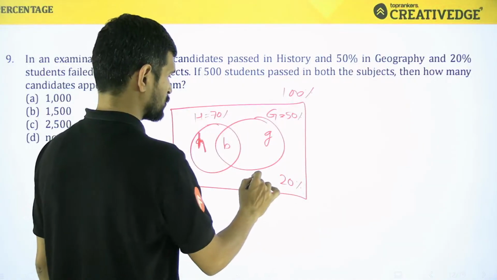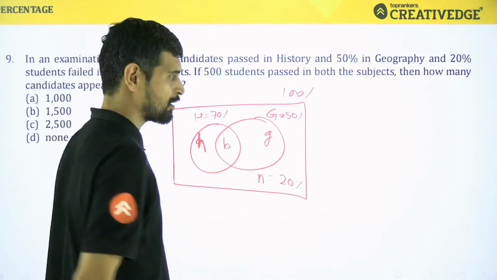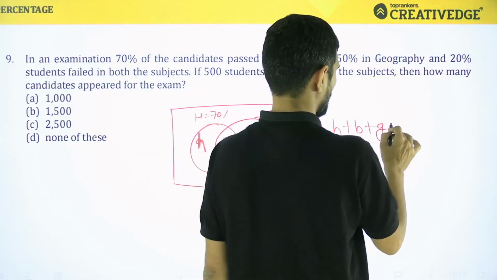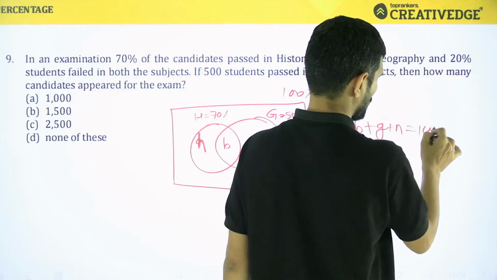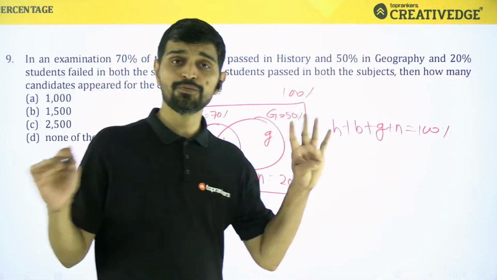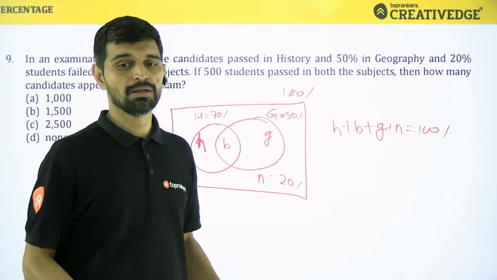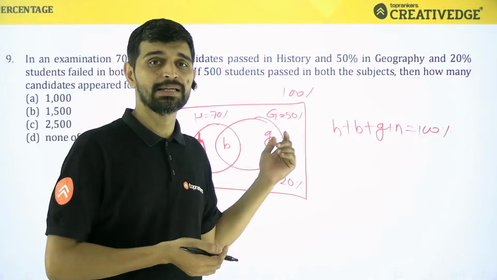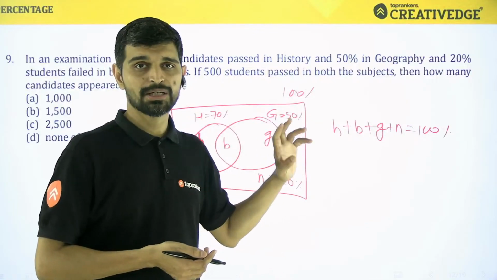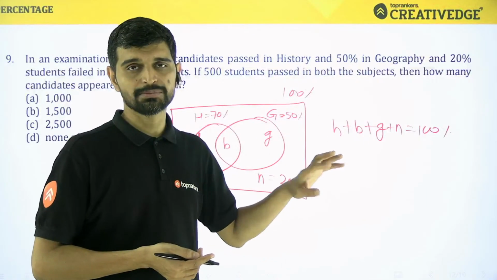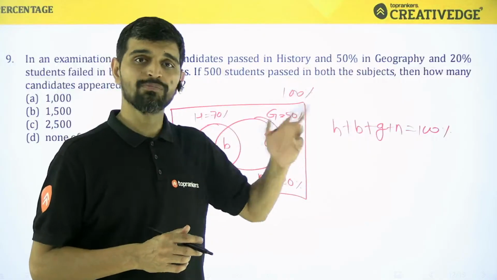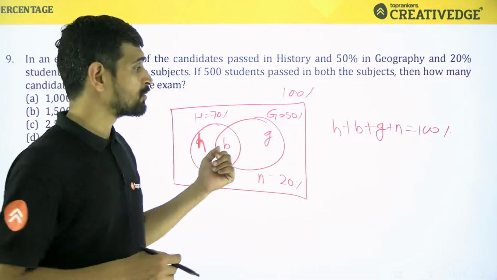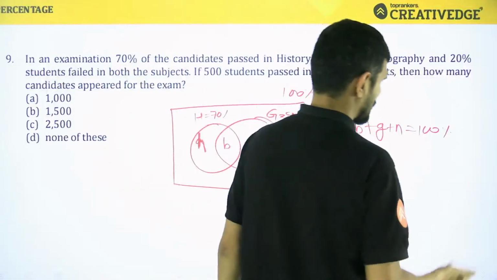B represents both and N represents pass in none. Right. So this is h plus b plus g plus n. This entire thing should be equal to 100% because there are only four categories possible. Either there is one student who's passed only in one subject, another student who has passed in the second subject, a third category of students who have passed in both the subjects, and a fourth category who has passed in none, right? So based on that, we are doing it.